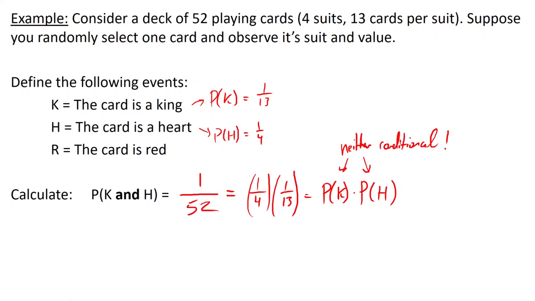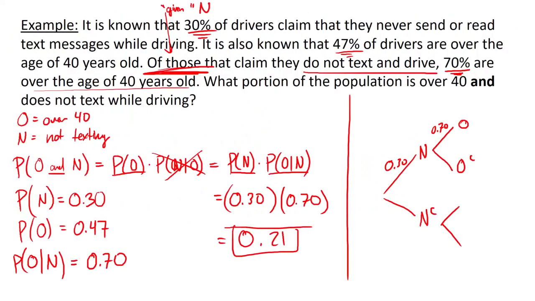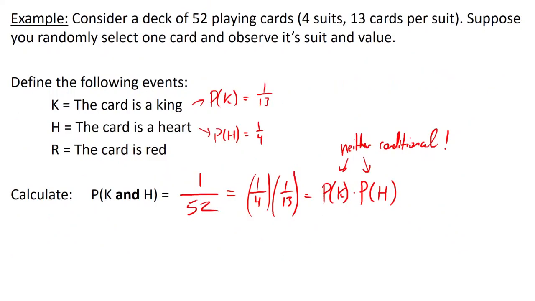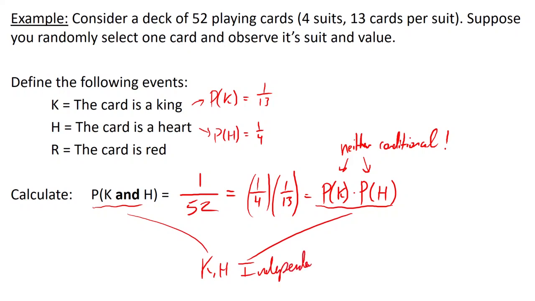Like, how come here I can just take the probability of one times the probability of the other, but this one was way more complicated? Why? Because it's independent. It's because they're independent, right? And the reason you can take that shortcut is because K and H are independent. So that's the key, right?